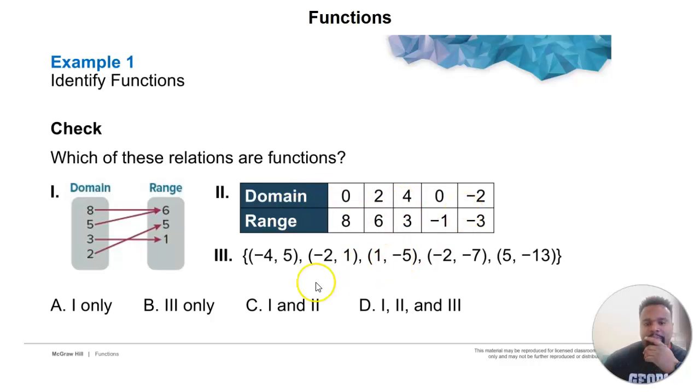And then let's look at our ordered pairs. If we look at our ordered pairs, look, -2 occurs more than one time. So this is not a function. So the answer to this question will be A, number 1 only.